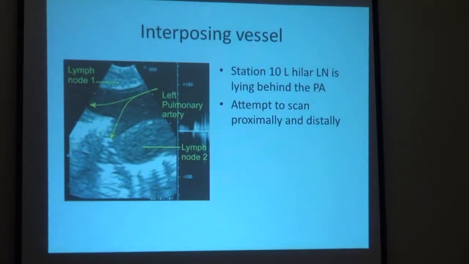Sometimes you can get an image like this, and that's not good, because now you can't get to your lymph nodes. You have a blood vessel interposing between you and the lymph node. I've only had it once where I couldn't. Most of the time you can maneuver, you can move your scope up, you can move your scope down, and try to find a clear shot toward the lymph node. But it occurred once, and I couldn't predict it on the CT.